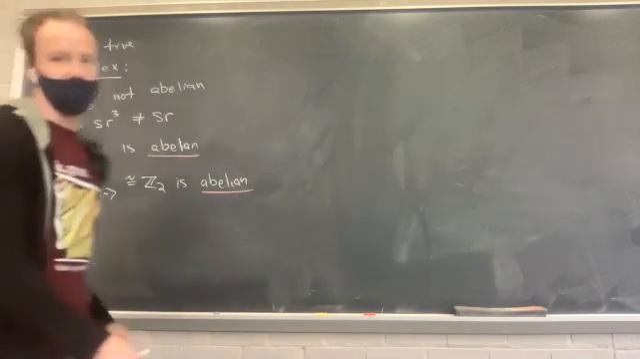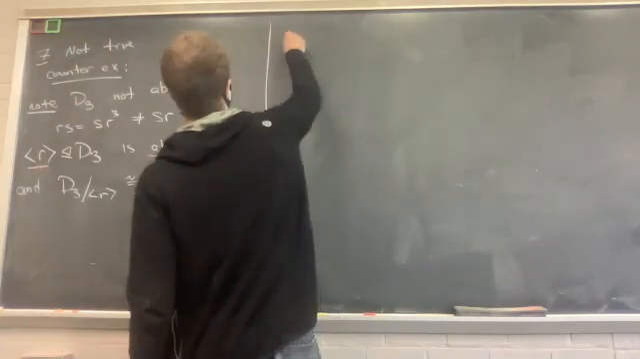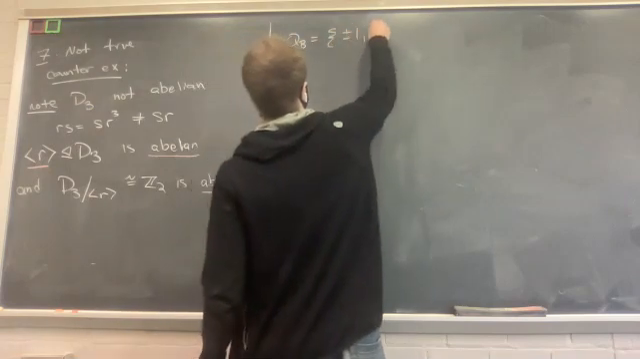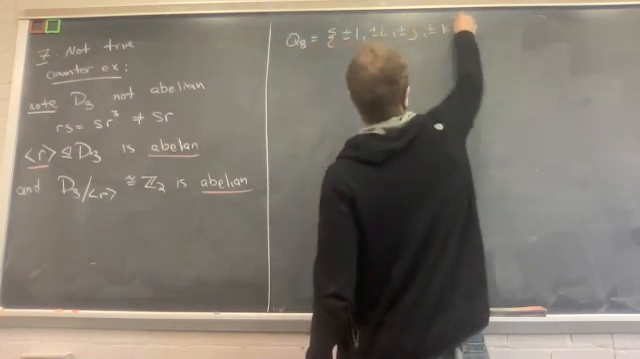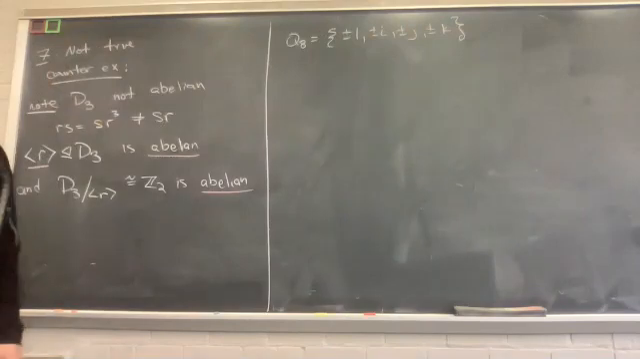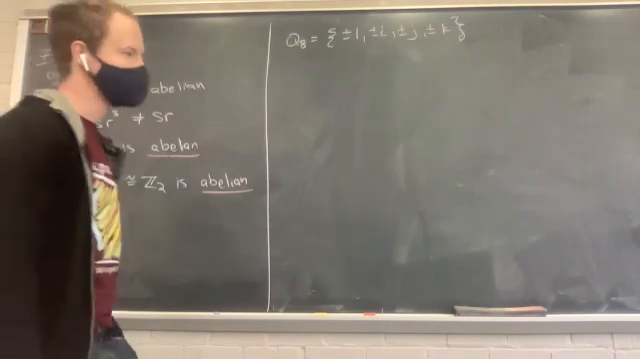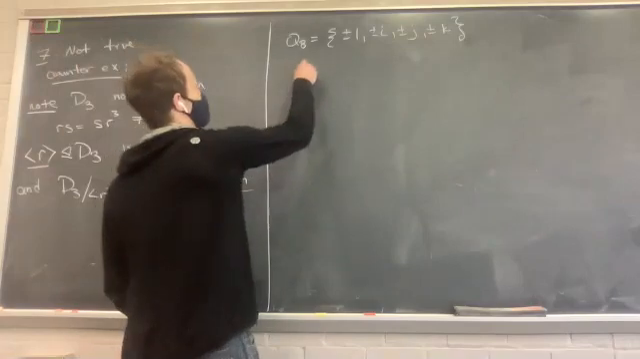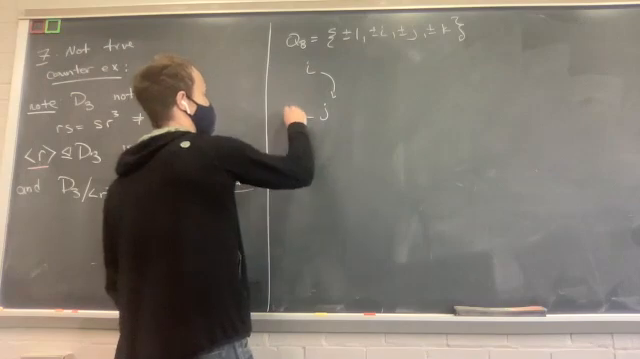Here's another example. Let's take Q8, so quaternions. So remember that's plus minus 1, plus minus i, plus minus j, plus minus k. All right, that's a group of order 8. And there's actually a bunch of cool examples here. Let's recall how the multiplication goes. I'll just draw this picture, which we've drawn before.